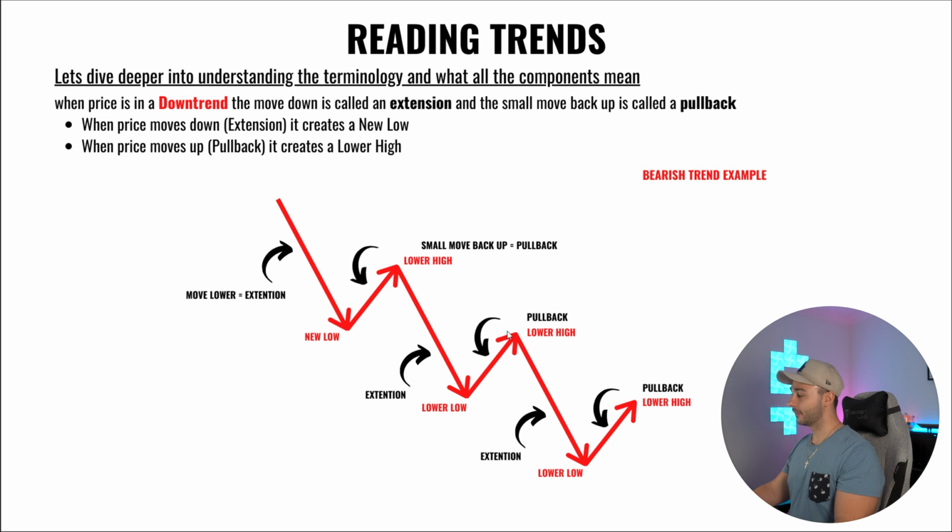that pullback. Then we get another extension down, creating a new lower low, and then we get a lower high. So lower highs are essentially the pullback, where price is trying to go back higher, but it is lower than the initial highs over here.